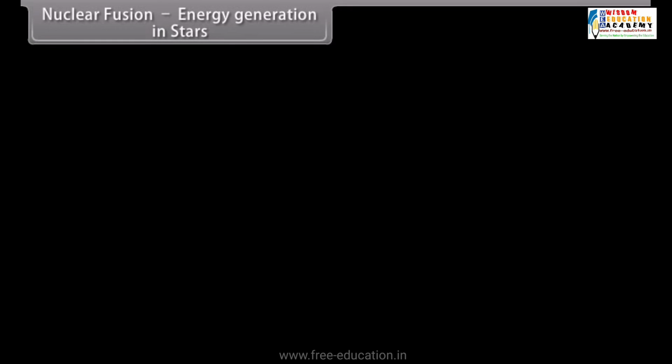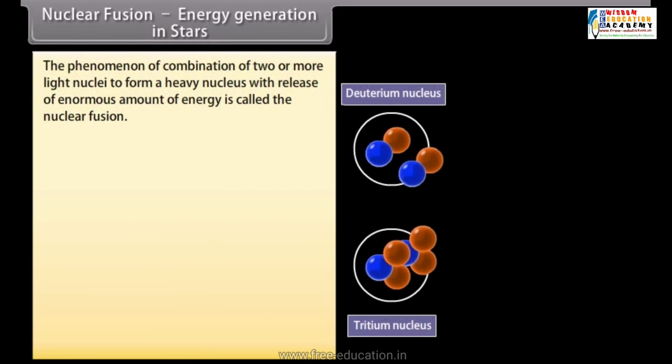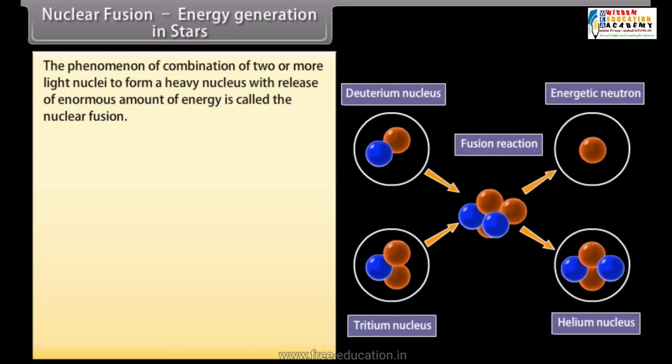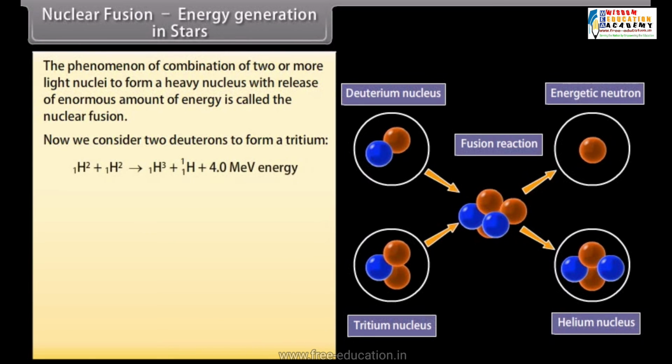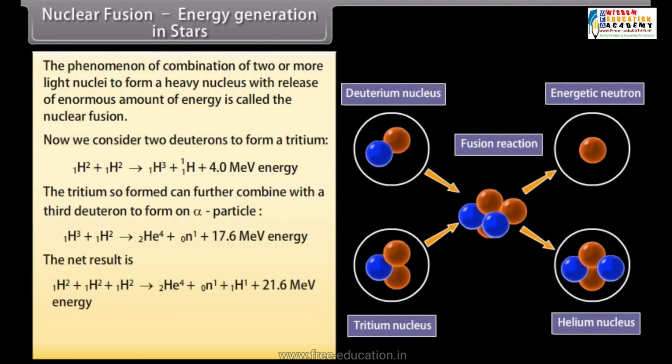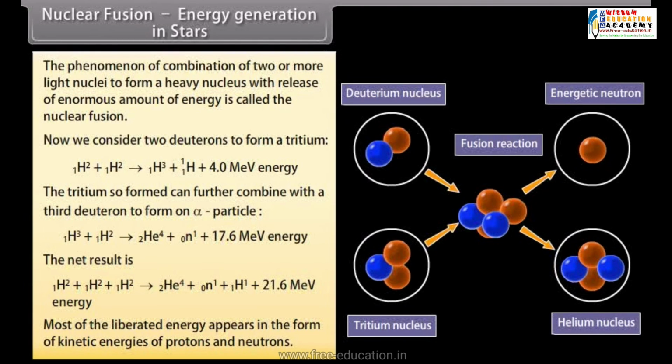Nuclear fusion, energy generation in stars. The phenomenon of combination of two or more light nuclei to form a heavy nucleus with release of enormous amount of energy is called nuclear fusion. Now we consider two deuterons to form a tritium. The tritium so formed can further combine with the third deuteron to form an alpha particle. The net result is most of the liberated energy appears in the form of kinetic energies of protons and neutrons.